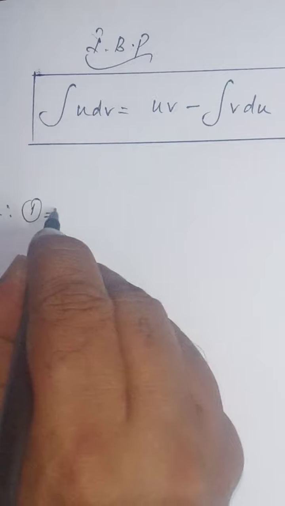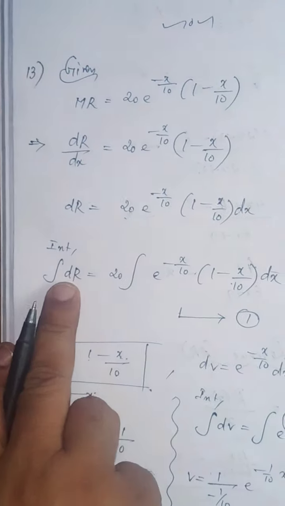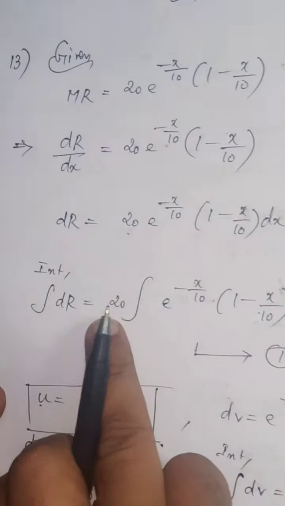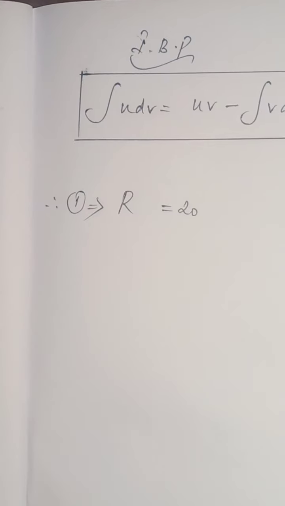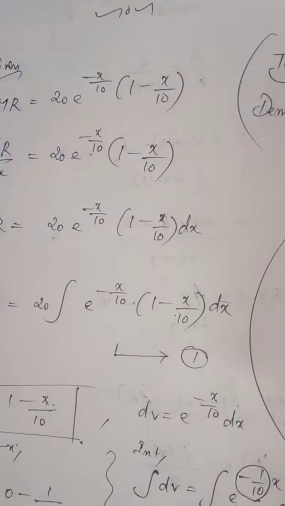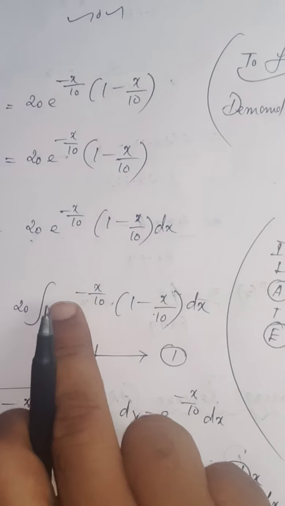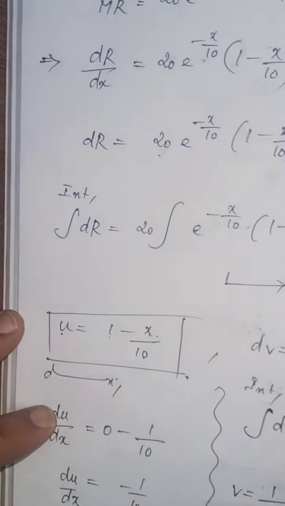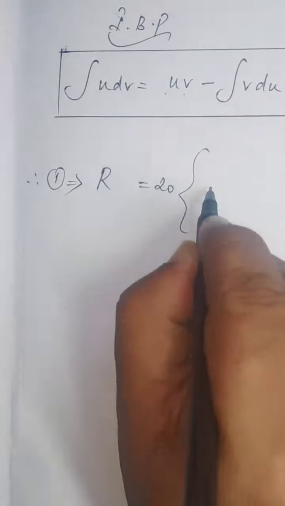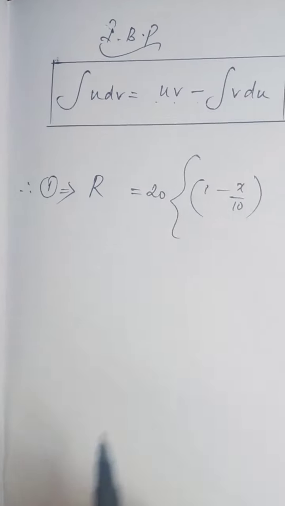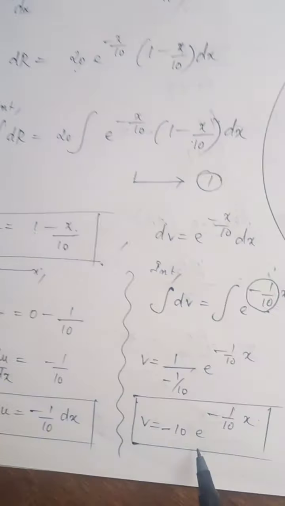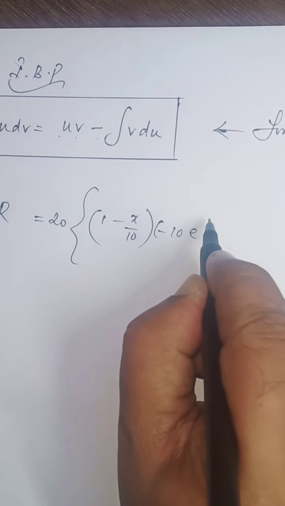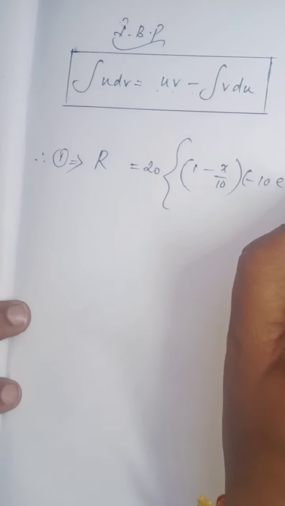Therefore, equation 1 implies, please listen, in equation number 1, the left hand side is very easy: integral dR equals, you can directly write, 20 as it is. Here you have to apply the IBP formula. What form is it? u dv. The formula is uv minus integral v du. What is u? 1 - x/10, into v. v here is -10 e^(-1/10 x).